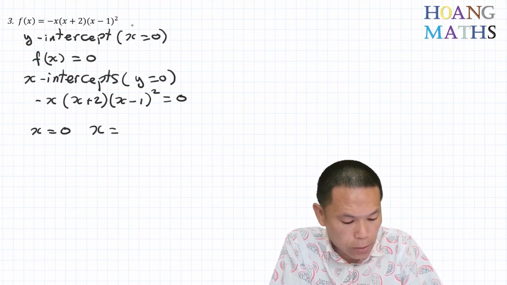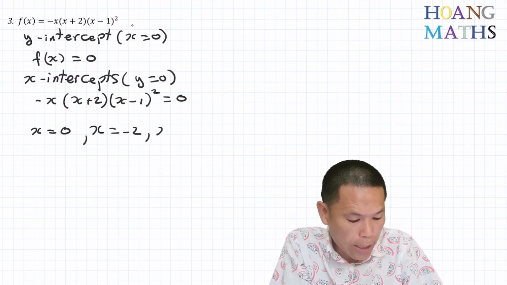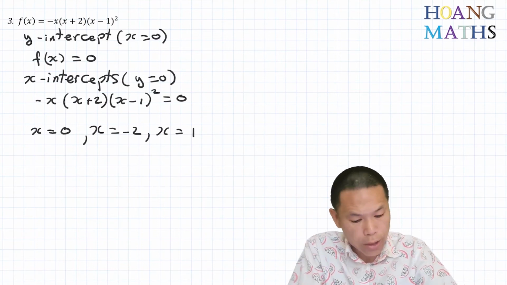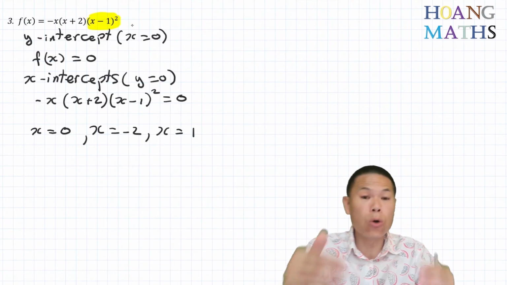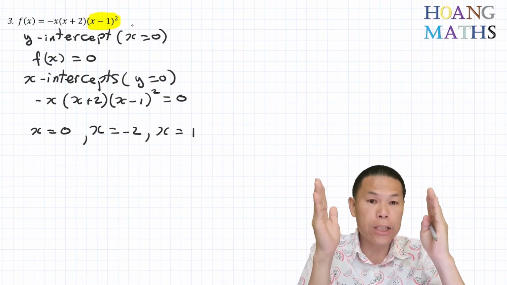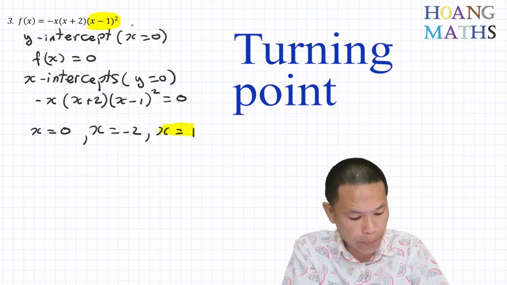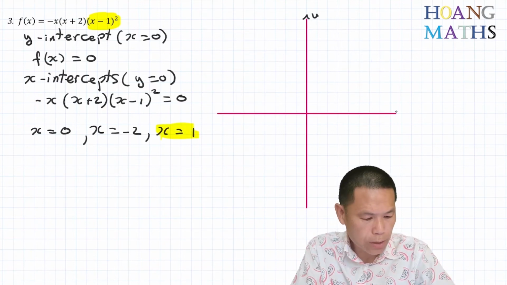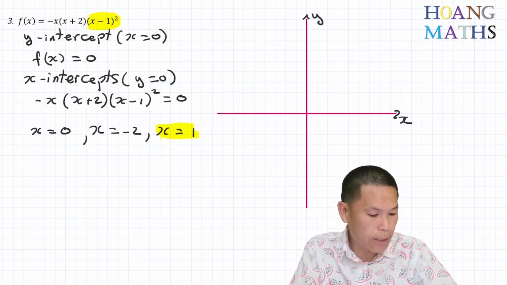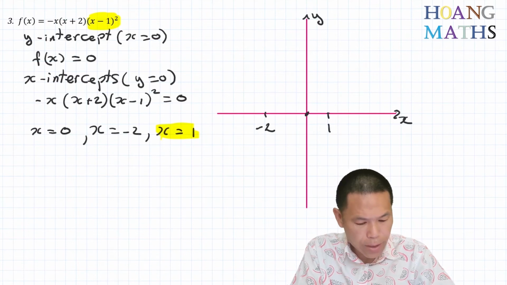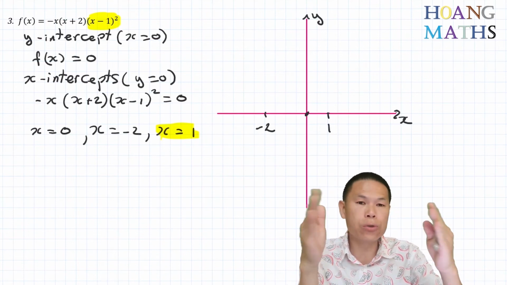And x equal to -2. And x equal to 1. And again, please take note, this is (x minus 1) all squared. So that is a turning point at x equal to 1. This one here, okay? So this is the y-axis, this is the x-axis. And -2 and 1 here. And the y-intercept is still equal to 0.